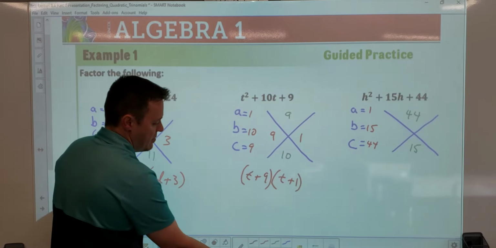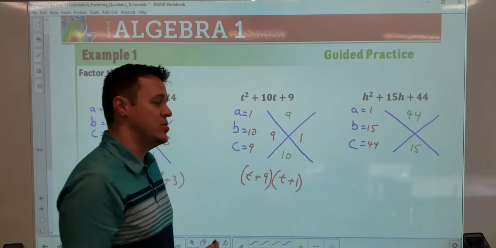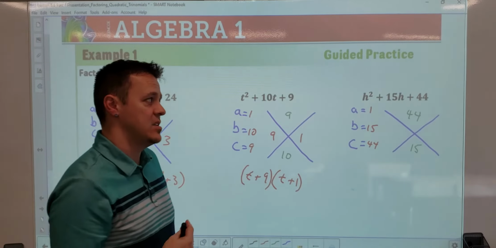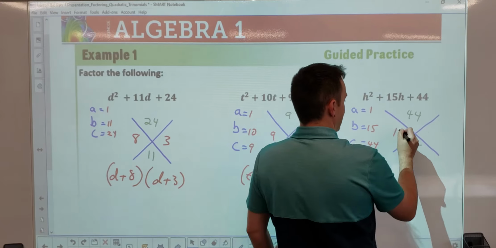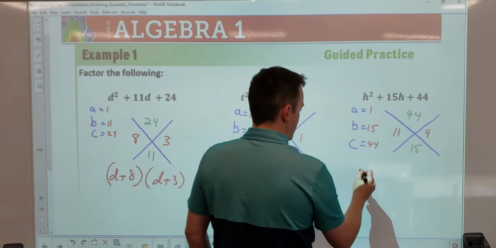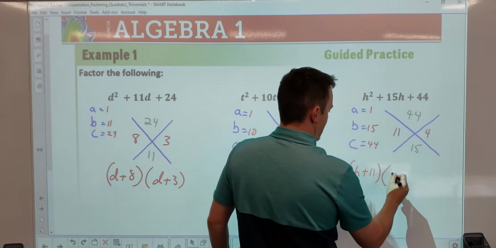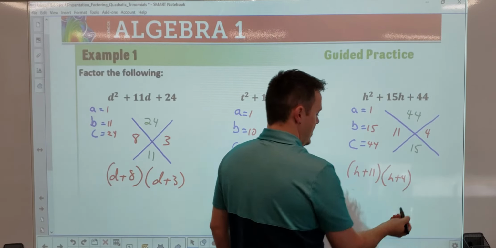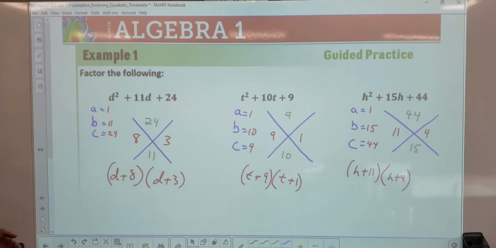All right, double check your math if you want. And then the last one here is 44. What two numbers multiply to make 44? It'd be like 2 and 22 or 4 and 11. All right, so this would be H plus 11 and then H plus 4. And that's it, okay? It's a shortcut. It's kind of an easier way to do it. Now, it's easy when it's all pluses.